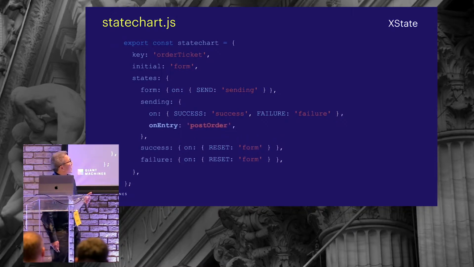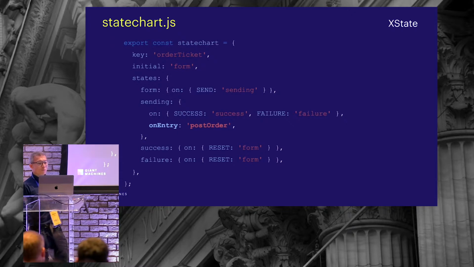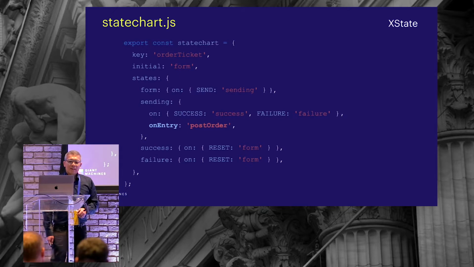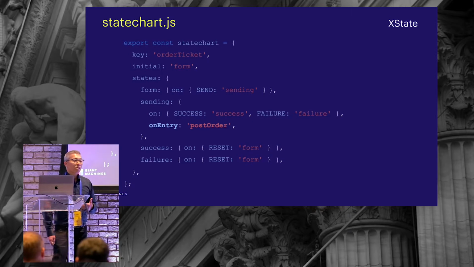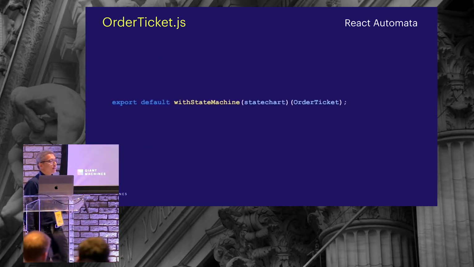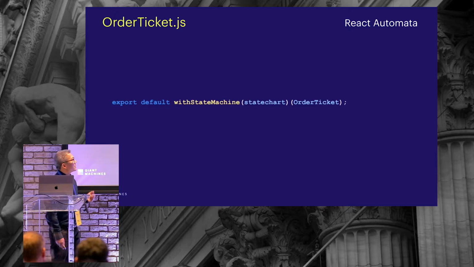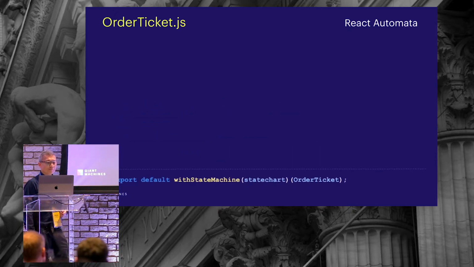We can add state chart features like actions when entering a state. So for example, when we want to post order data to the server, we can define a post order function that we'll work on later. So now, XState can be used on any JavaScript project, but many of the applications that I build are built using React. And in that case, I can use a library like React Automata, created by Michele Bertoli. And React Automata basically is built on top of XState, but is specifically for React. And it allows us to wrap an order ticket component like this, for example, using a withStateMachine higher order component, to which we also pass that same state chart object that we just saw previously.